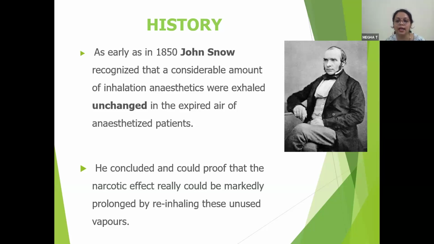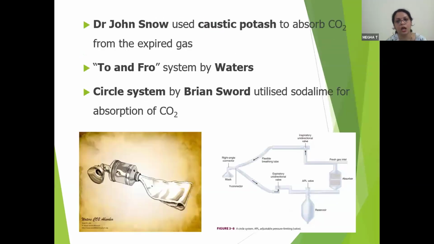Hence, we can see that the technique of reusing the expired gas for alveolar ventilation after absorption of CO2 can be traced to as early as the 1850s. Later on, Dr. John Snow used caustic potash to absorb the carbon dioxide from the expired gas. This concept was further simplified by the introduction of the to-and-fro system by Waters and the circle system by Brainsford, who used soda lime for the absorption of carbon dioxide. So you can see the picture of the to-and-fro system by Waters, and this is the picture of the circle system, which we even use now, which was done by Brainsford.